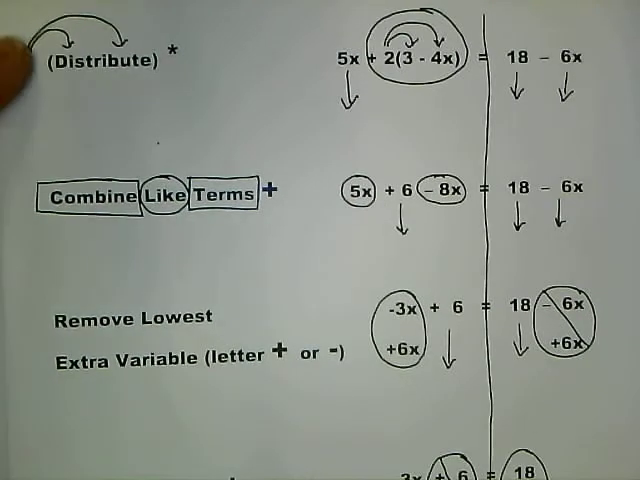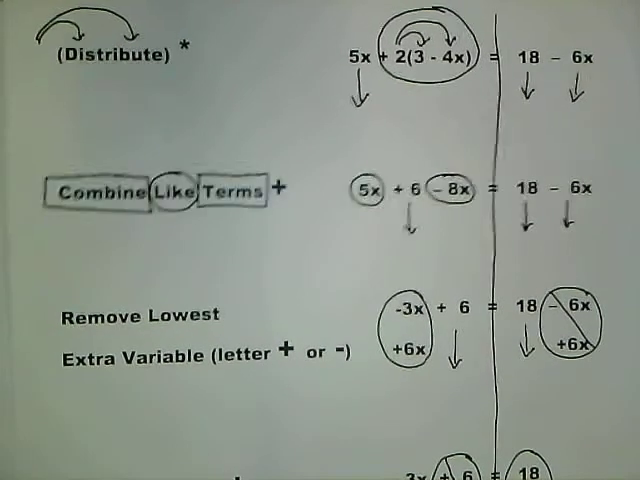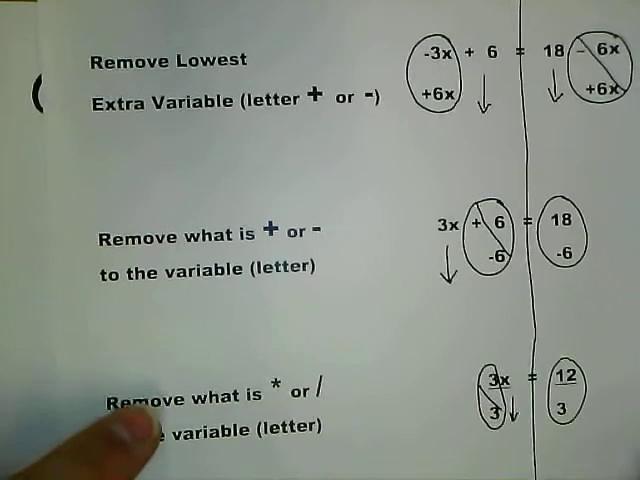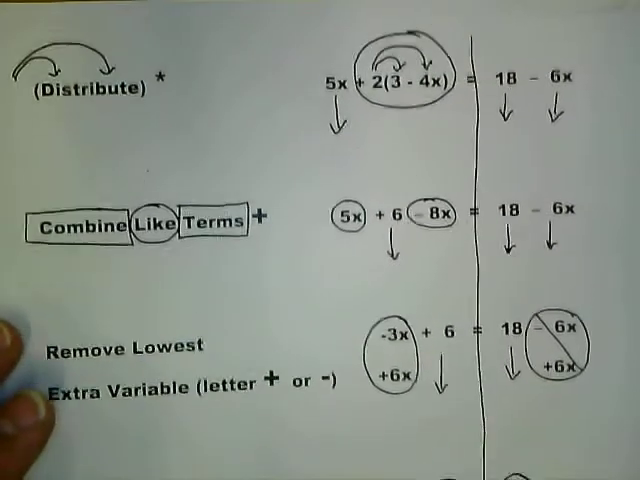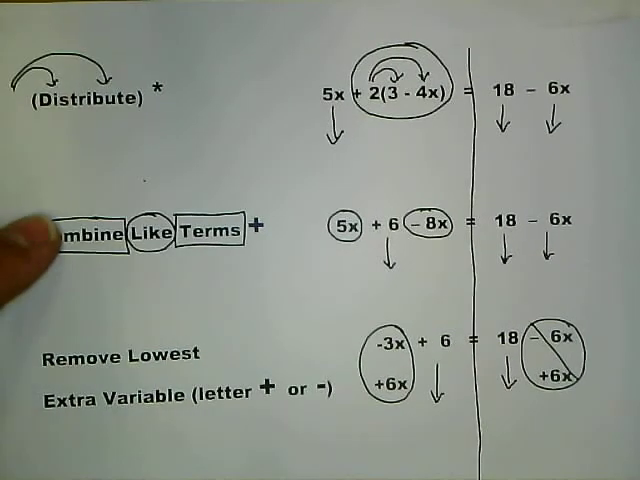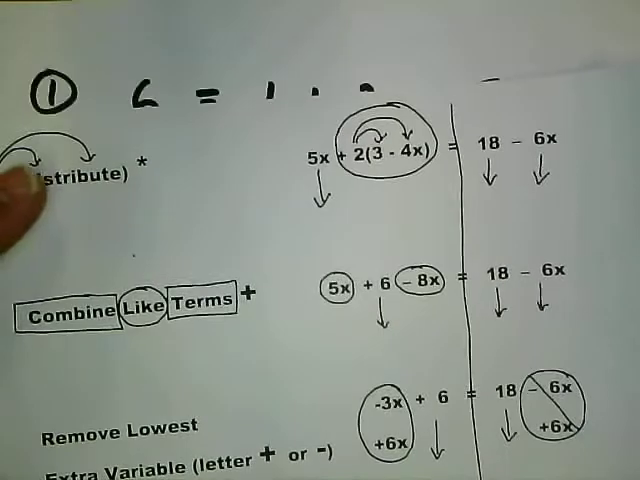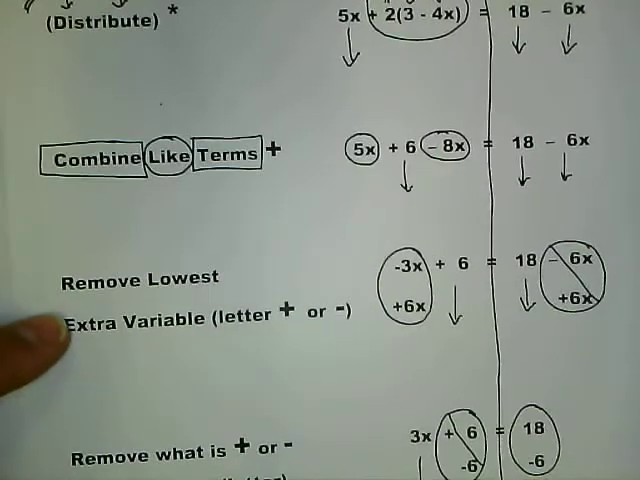Here we go. We're looking at distribute, combine like terms, remove the extra variable, and get rid of what's added, subtracted, multiply, divide. Those are the 5 main steps that we do in solving equations. Today we're looking at 3 steps: combine like terms, get rid of what's added or subtracted, and multiply or divide. There's going to be no distribute, and no extra variable, and we'll get to that in a second.